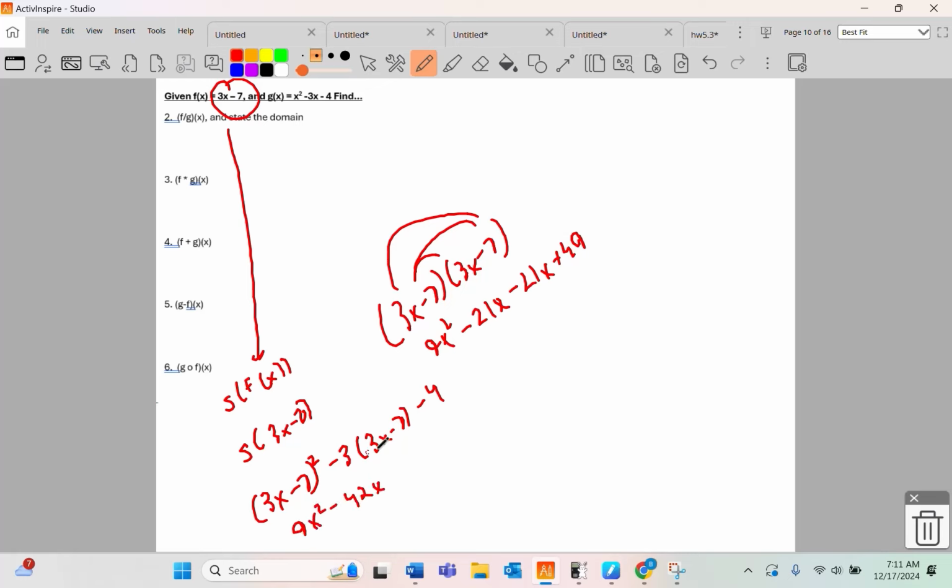-21 twice is -42. We're going to distribute our -3 minus 9x plus 21, and then the minus 4 along for the ride. Let's see here. We got a -42 and a -9. That should be -51x. We have a 49 plus 21, which is 70. And then take away 4 plus 66. And there you go. Oh, that's number 6.